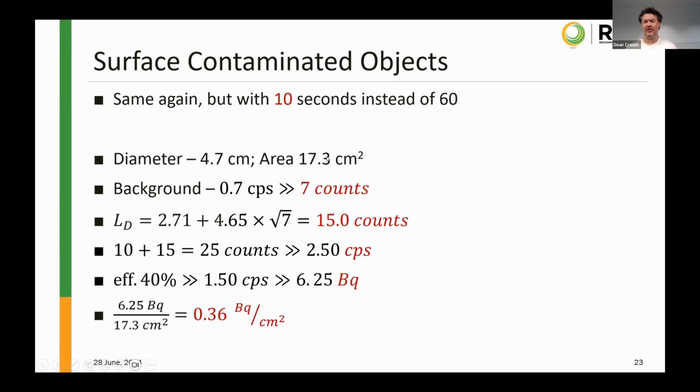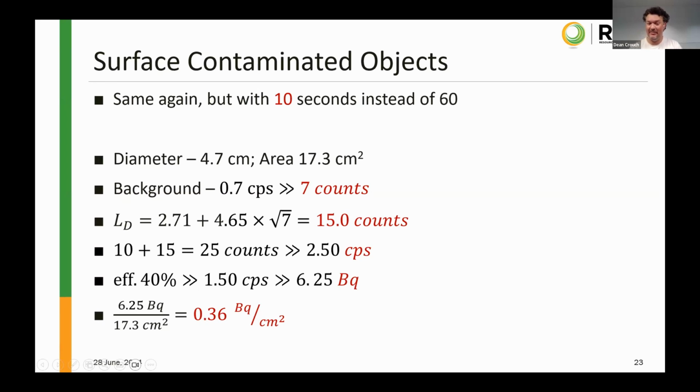So let's do the same thing again, but only with 10 seconds instead of the 60. So my background's only 7 counts, which is not more than 10. My minimum detection limit is 15 counts, so background again. Which gets me to 6.25, which is a significantly higher minimum detection limit, divided by the area, and it was 0.36.